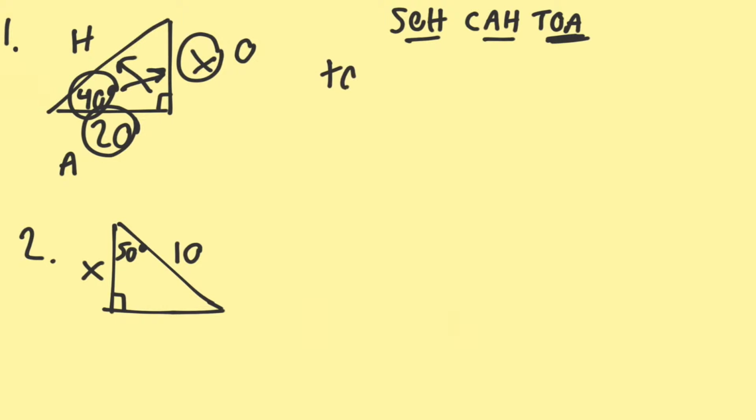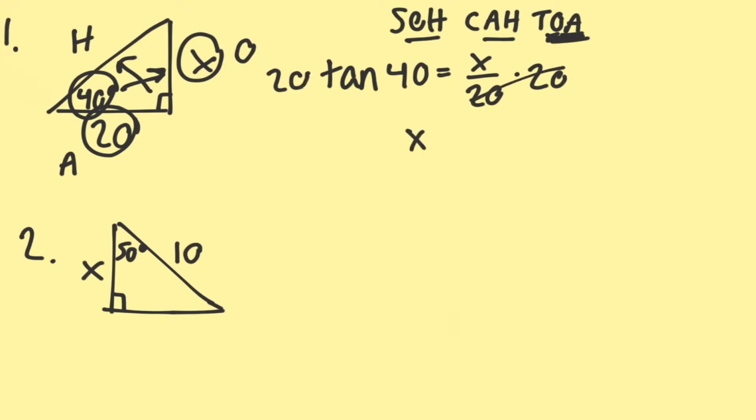So we can take tangent of 40, and you always take a tangent or sine or cosine of an angle, equals opposite over adjacent. So opposite is x, over adjacent is 20. We want to get x by itself, so we can multiply both sides by 20. So now x is going to equal 20 tangent of 40, and then you can plug that into the calculator.